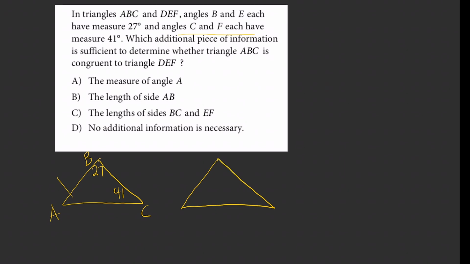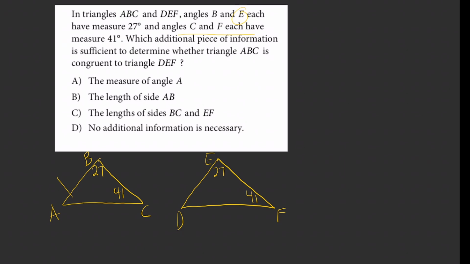Okay. So then this seems like it's pretty matching. I have D, and then I have an E, F, and then the angle for E is also 27, and then this angle down here, F, is the same as the 41 over there. So what is the question? It says, which additional piece of information is sufficient to determine whether triangle ABC is congruent?